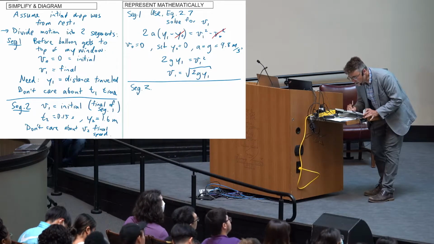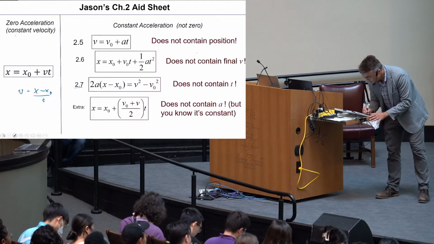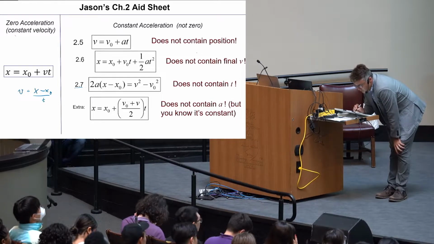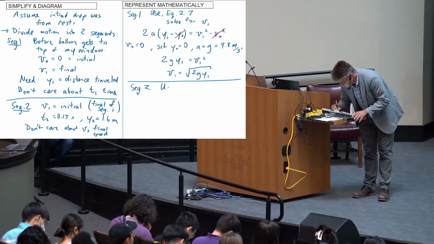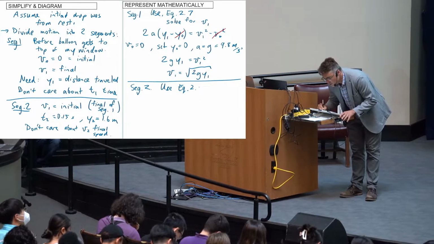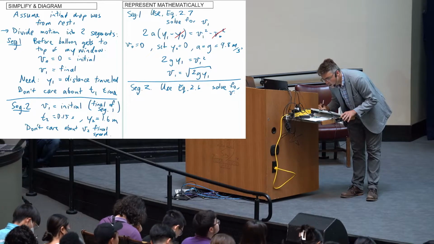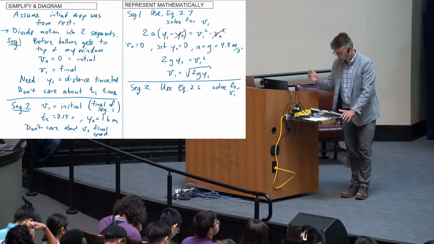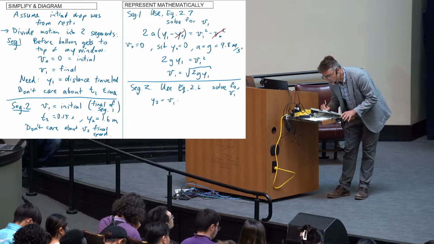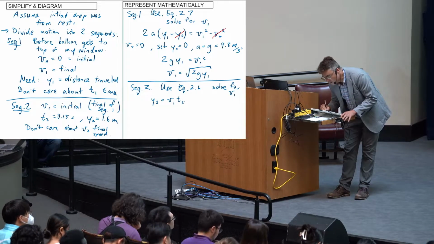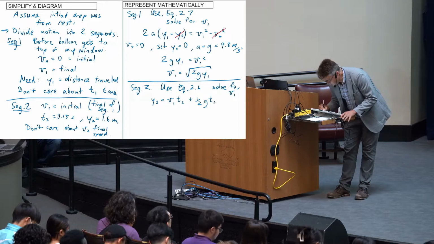Segment 2, the thing we didn't care about is, I think, the final speed of the water balloon as it passes the bottom of your window. So let's use equation 2.6, this 1/2 at squared thingy. And we're going to solve for V1, because we know that from the previous. So I get that y2 is equal to V1 times T2. That's your initial speed times the total time, plus 1/2, I'm going to put g here, and T2 squared.